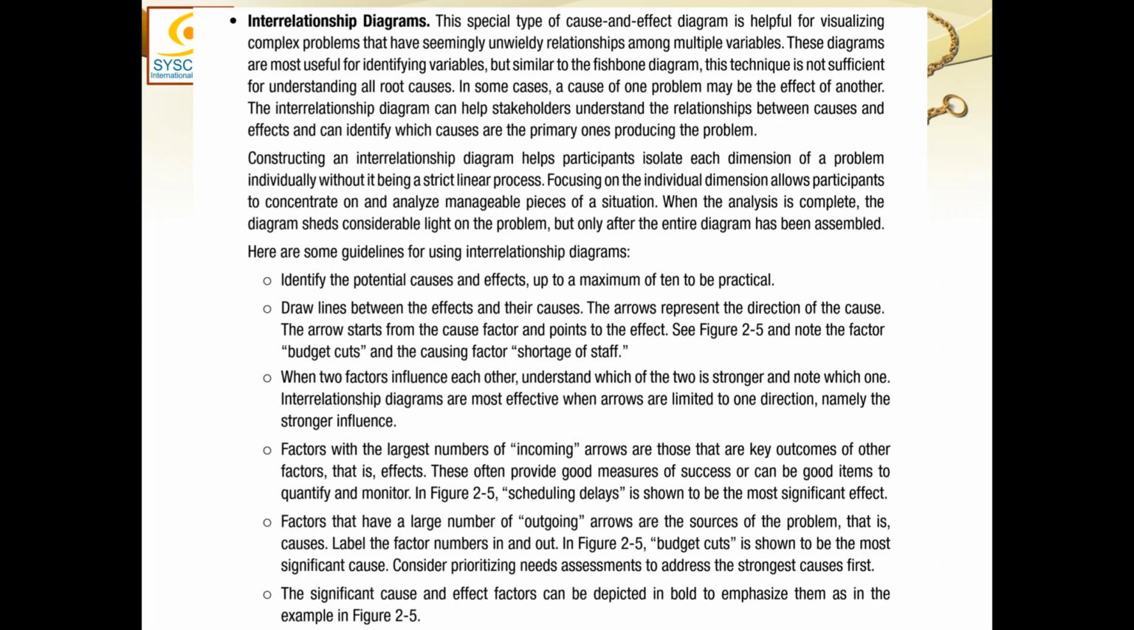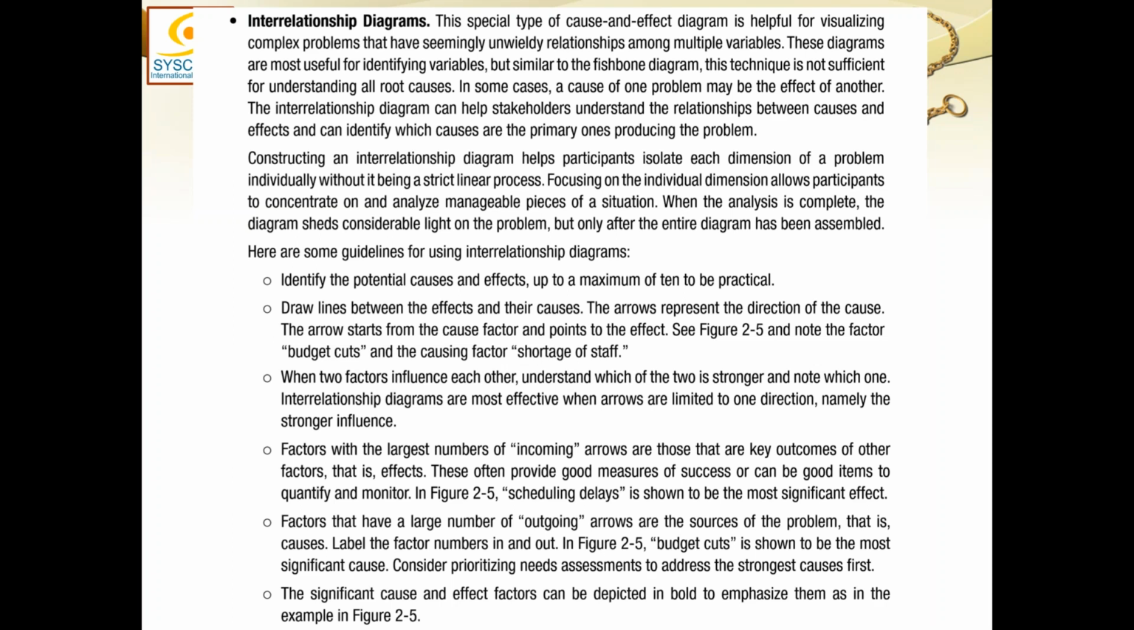Factors with the largest numbers of incoming arrows are those that are key outcomes of other factors. You will see that there are certain effects where a lot of causes are concentrating. A lot of arrows are concentrating on a single point. So these are where the outcomes are coming out. These often provide good measures of success or can be good items to quantify and monitor. This is where you must look. I'll be showing you the scheduling delays in the next diagram.